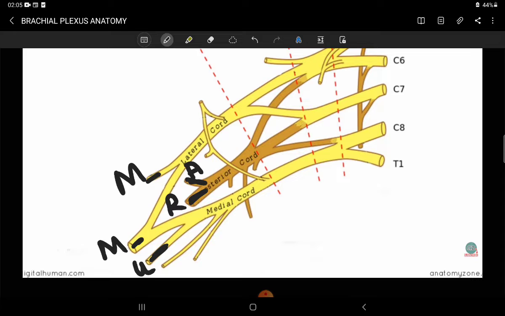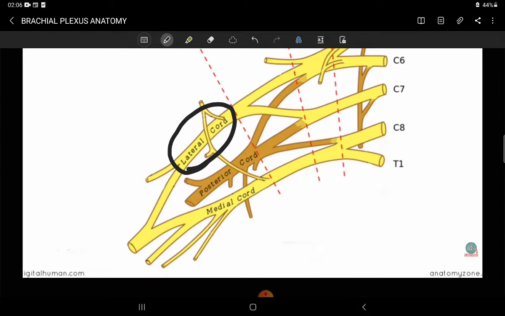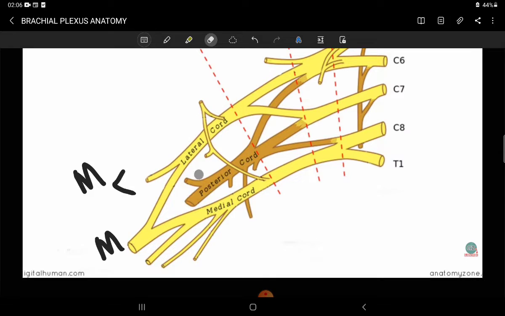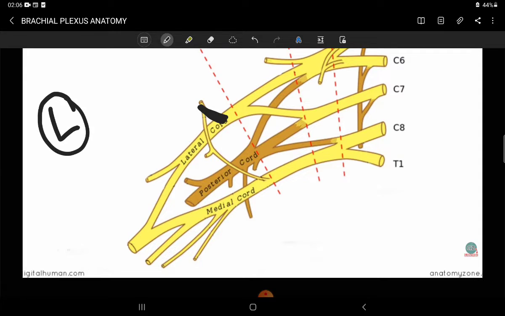So when you look at individual branches of the cords, for example, the lateral cord has 3 branches. First one is, as you know, musculocutaneous nerve. Second one is the lateral part of the median nerve. Then third one is lateral pectoral nerve. So 3 branches. You can remember it as, for lateral cord, lateral pectoral nerve, lateral branch of median nerve, and musculocutaneous nerve, LLM.